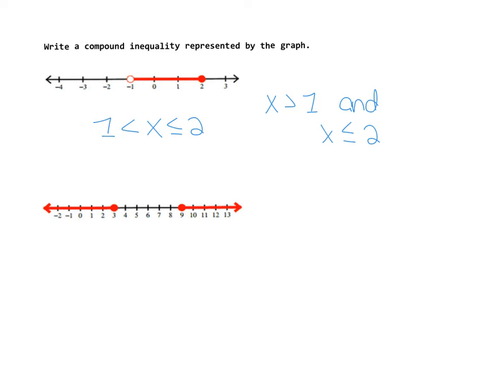Okay? Look at the next one. What have we got? We've got 2 rays, right? One going to the left, one going to the right. They look like boat oars. So this is an or. So we're going to put an or. We look at the left one. The left one has a closed circle at 3, and everything's going to the left. So this would be everything x less than or equal to 3. The second one has a closed circle at 9 and goes to the right. So this is everything x greater than or equal to 9.